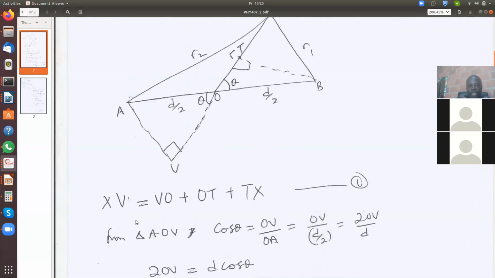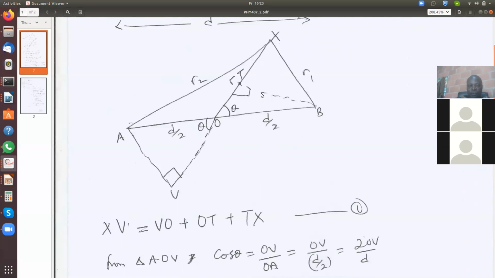So if you look at this now, from V to X, that is SV, the length consists of VO, OT, and TX. This T is coming from this place. Just draw a line from here that will form a perpendicular to this line. So it is the combination of these three things that gives us SV.